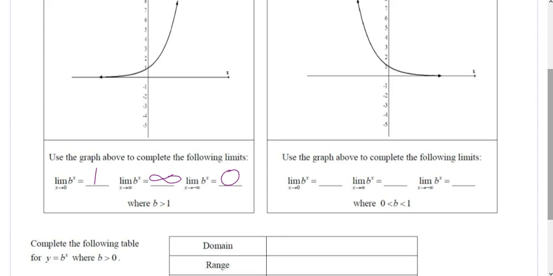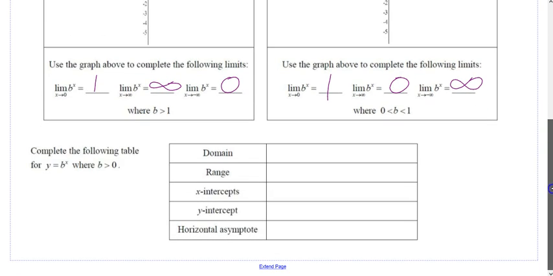Now, what if we have b between 0 and 1, like 1/2? 1/2 to the x. The limit of b to the x as x approaches 0 is 1. The limit of b to the x as x goes to infinity is 0. And the limit of b to the x as x approaches negative infinity is positive infinity. In addition to that, we have this little table giving us the characteristics of any exponential graph.